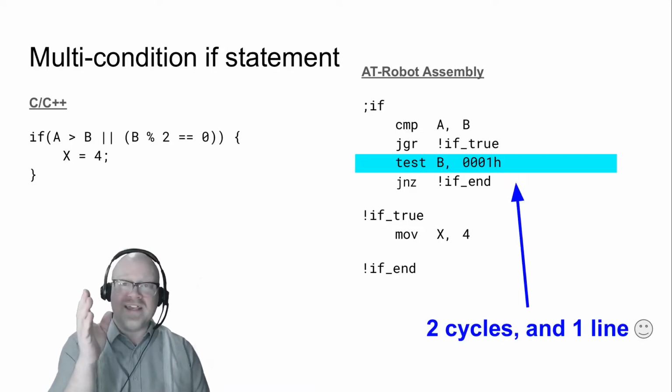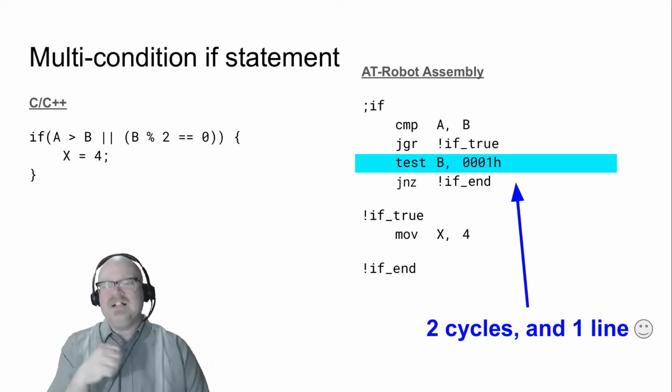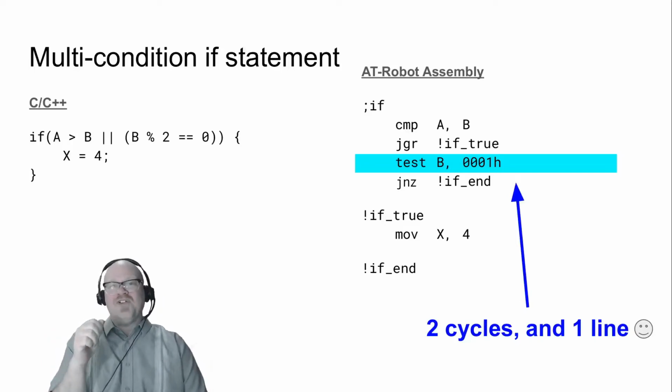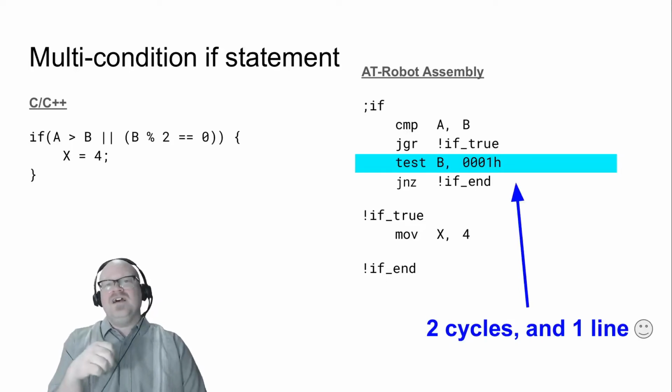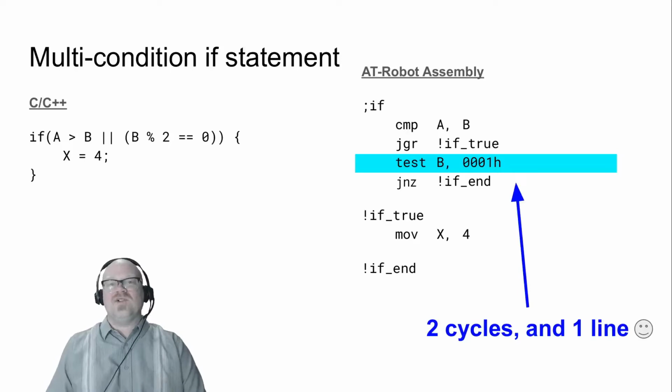And if you're doing, say, a lightweight tournament where you're restricted to the number of lines of code that you can have, this is important. And it also drops me down to a total of 2 cycles. Now, why 2 cycles for one instruction? Well, if you go back to the instruction video, you'll see that the test instruction takes 2 cycles instead of 1.